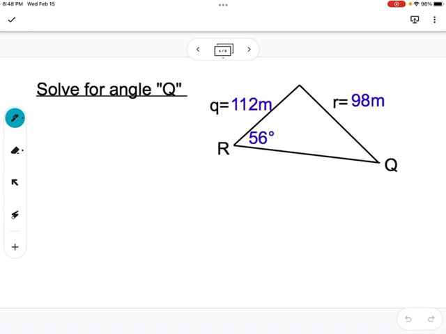Okay, next, solve for angle Q. So instead of solving for a side length, we are solving for an angle now. We still need to look for our pairs. So we notice we have angle R as well as side R, and we want to find angle Q. We know side Q.